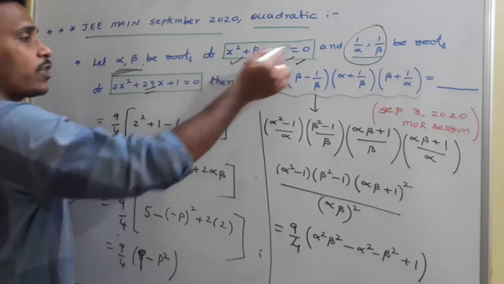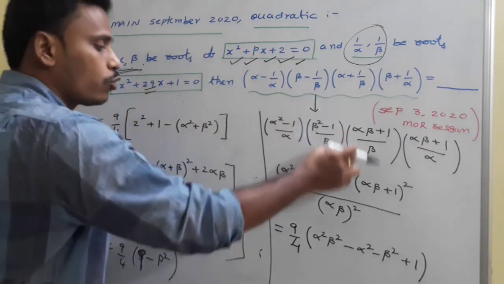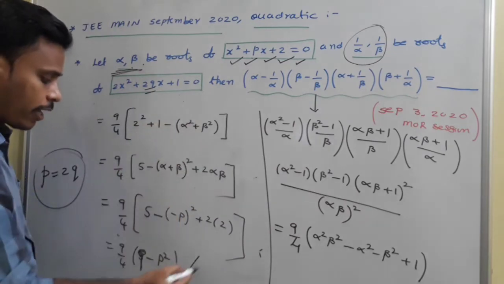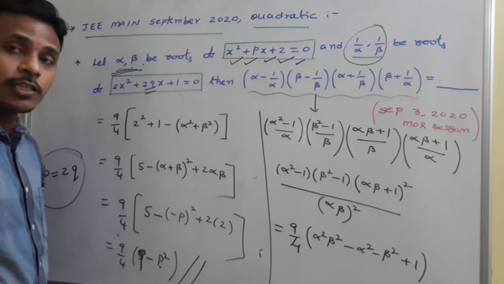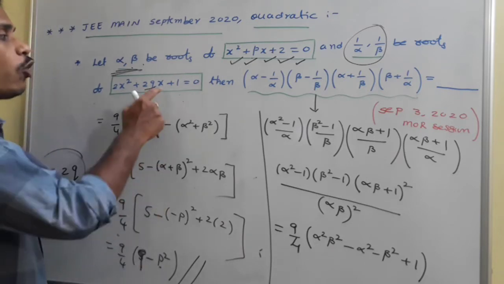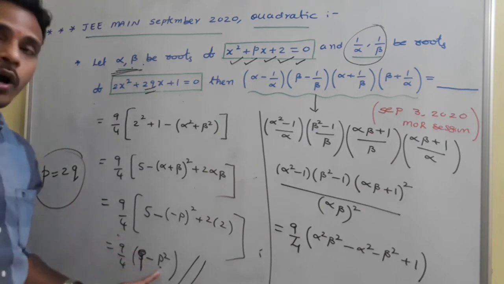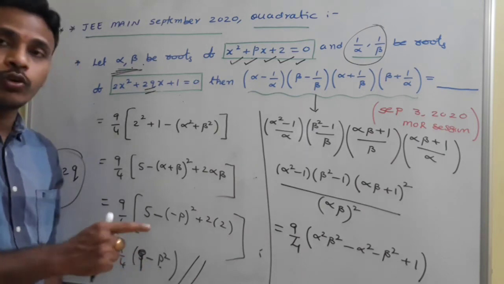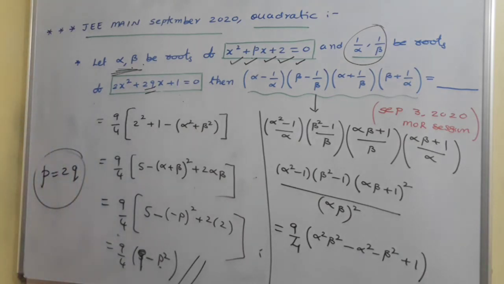See, this equation has roots alpha and beta. We know sum of roots, we know product of the roots. Just use it to find this up to this for 9 by 4 into 9 minus p square. At the end, if you wish to replace this p with a q, then use the idea of this 1 by alpha, 1 by beta. Since we have p is equals to 2q, on replacing you will get that 9 by 4 into 9 minus 4q square. Okay, that's the problem. Have a look.